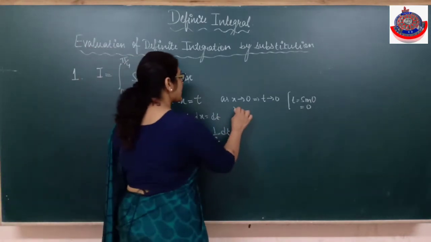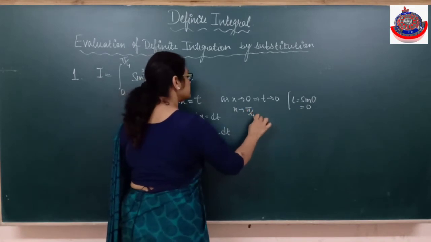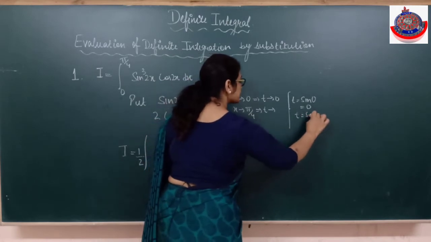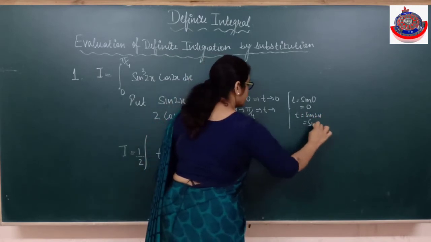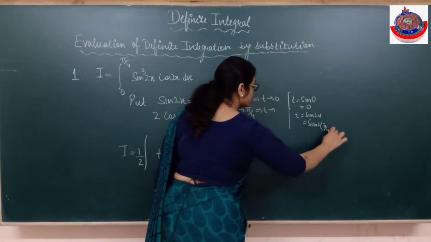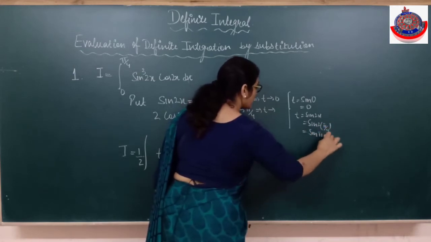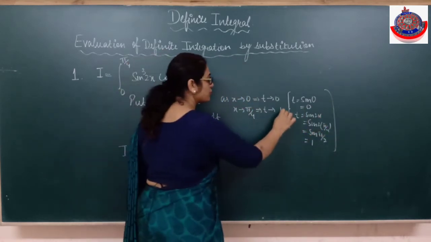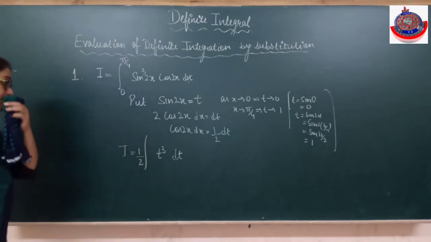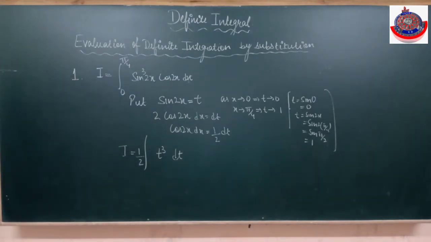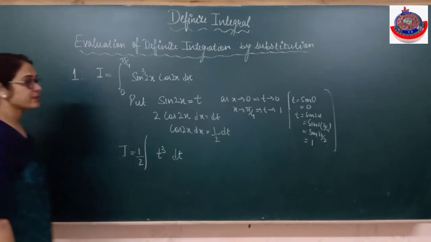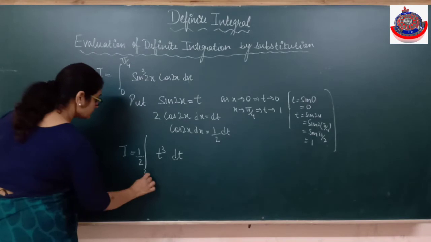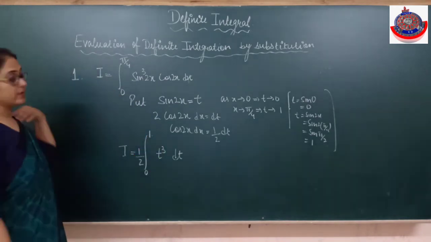Now second, as x approaches pi by 4, t will approach to, let's see, t is sin 2x. Put pi by 4 here, so it becomes sin pi by 2. What is sin pi by 2? 1. So that means as x approaches pi by 4, t approaches 1. Is it clear? So my limit has become from 0 to pi by 4, it has become 0 to 1. That's it.